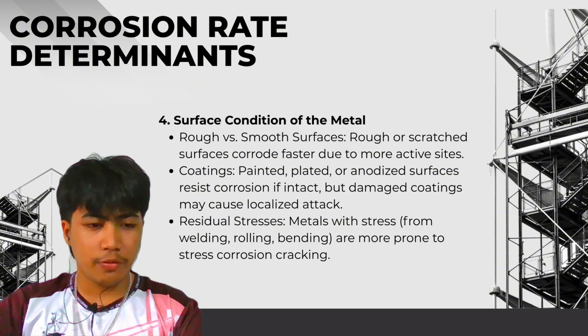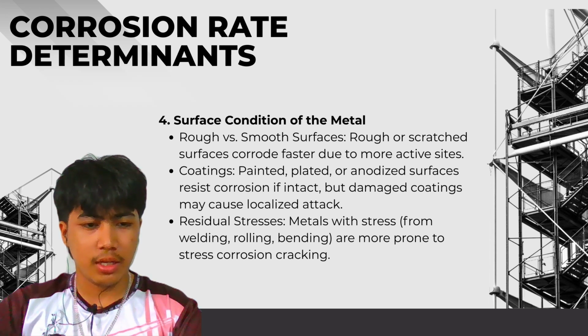Number 4. Surface condition of the metal. Rough versus smooth surfaces: rough or scratched surfaces corrode faster due to more active sites. Coatings: painted, plated, or anodized surfaces resist corrosion if intact, but damaged coatings may cause localized attack. Residual stresses: metals with stress from welding, rolling, or bending are more prone to stress corrosion cracking.